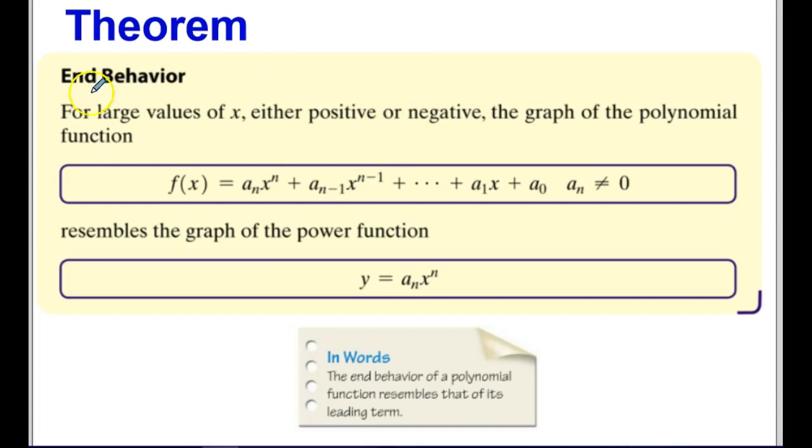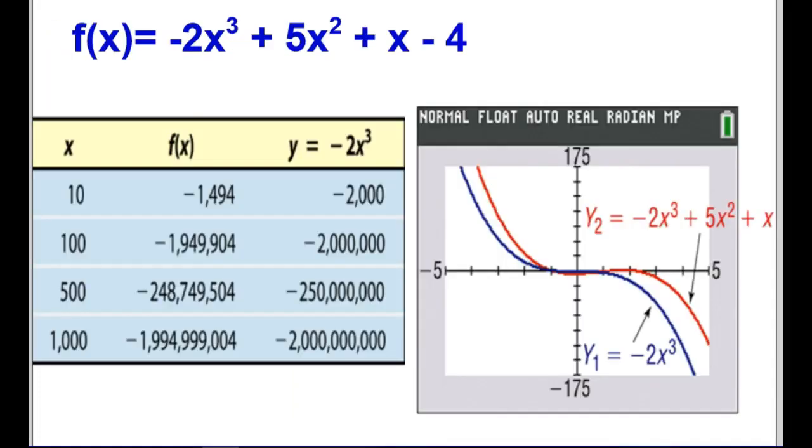Okay, so here's our theorem. It tells me that for large values of x, and when we're talking large, we're talking as we near infinity, the graph of my polynomial function resembles the graph of the power function. So again, in human terms, the end behavior of a polynomial resembles that of its leading term. When we're dealing with polynomials, we always first get them in standard form with the highest exponent first. Then that highest exponent is going to help us determine what the end behavior looks like.